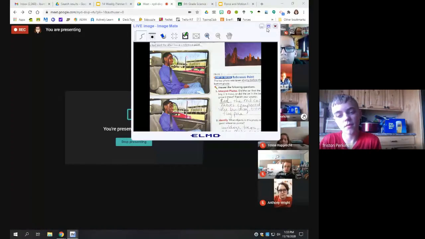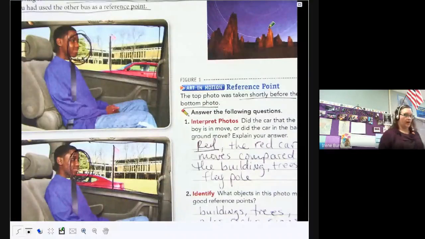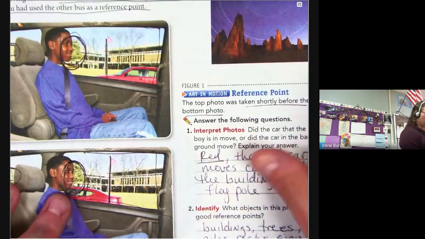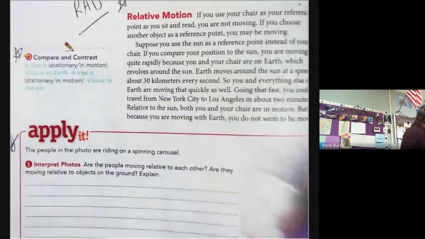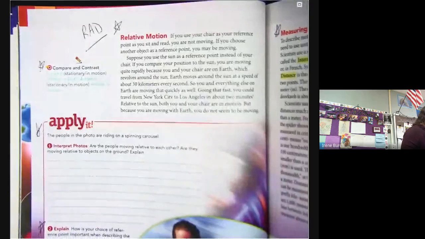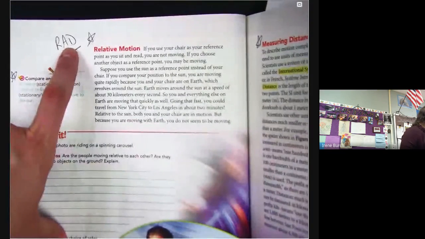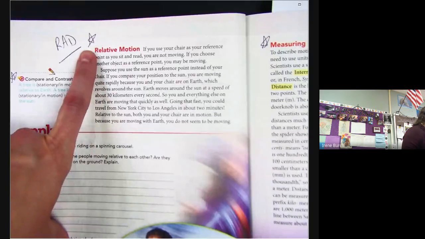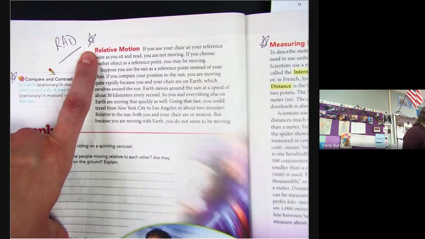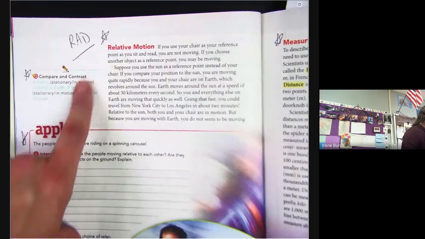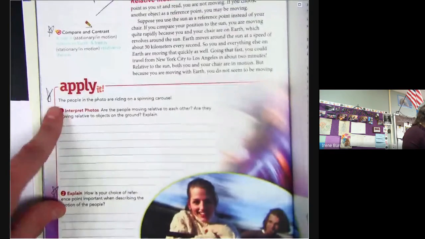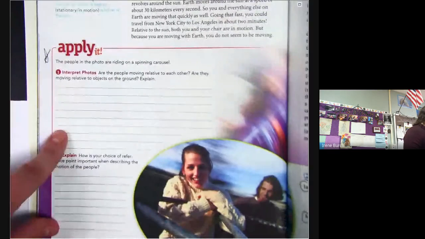Any questions about page 5 or page 4? No? Okay. So turn with me to page 6. I would like for you guys, as part of your assignment today, to read, annotate, and do relative motion, keeping in mind that relative means compared, some kind of a comparison. That'll help make this make more sense. Please answer the compare and contrast. Please answer questions 1 and 2 in the apply it.